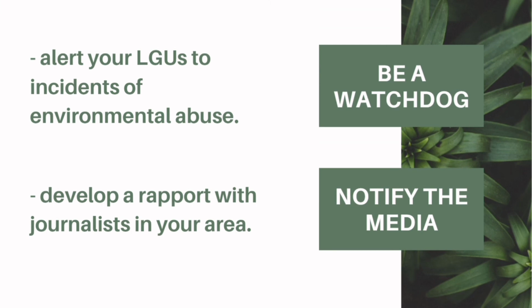Be a watchdog. Alert your LGU to incidents of environmental abuse. If you see a truck dumping garbage illegally into a ditch beside the road, record its license plate number and report it to the local authorities. Find out if there are harmful substances at production sites in your locality. If there are, join with local community members to ask the companies to reduce their use of toxic chemicals and waste production. And lastly, notify the media of stories of environmental importance.